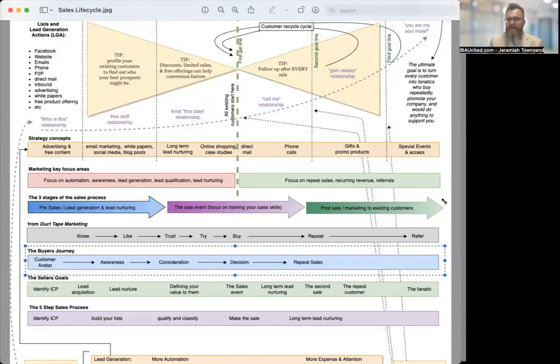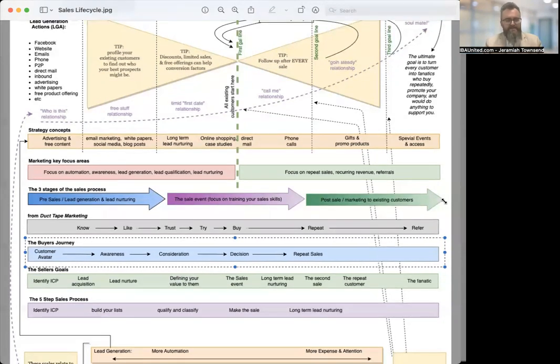Then they need to be moved into considering you, into decision making. And the decision making is when they actually spend money with you. That's the decision making, when they first decide to spend money with you. And then going into repeat sales.